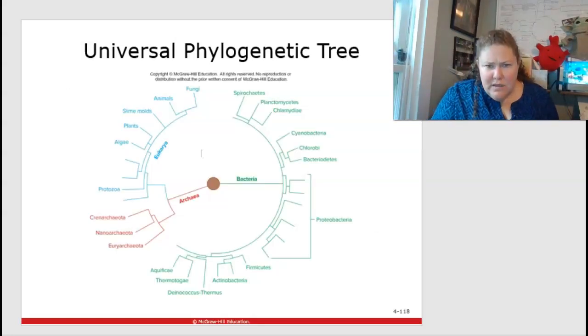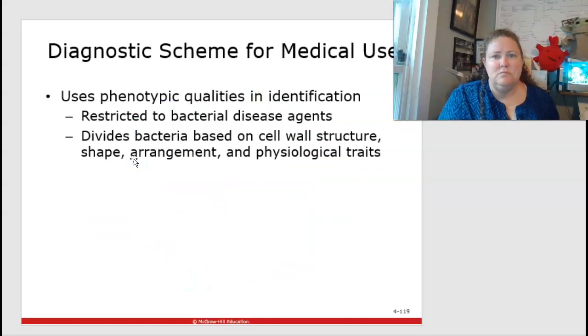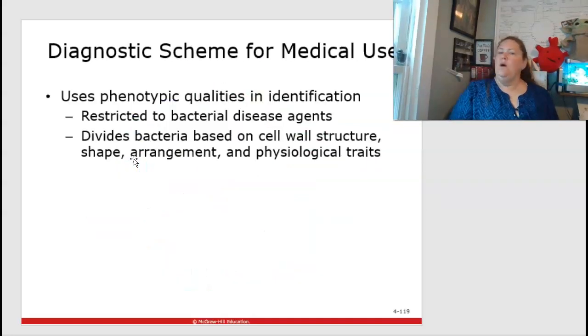Okay, so here is your universal phylogenetic tree. So you can see your archaea, your bacteria, your eukaryotic cells, your prokaryotic cells, right? So you can see that's kind of just the universal organization. So why do we care?